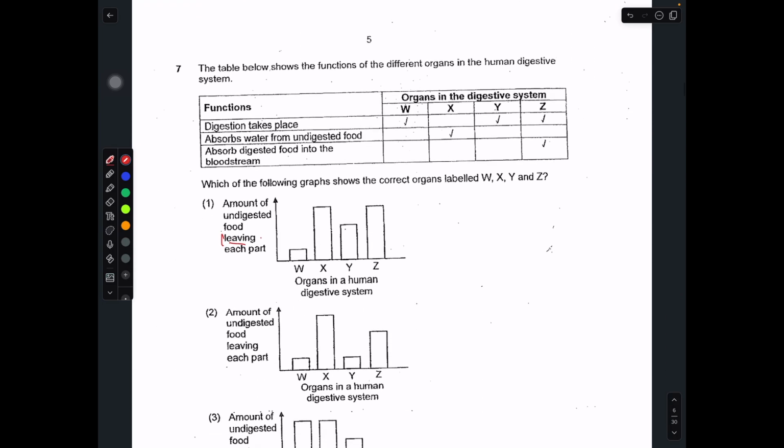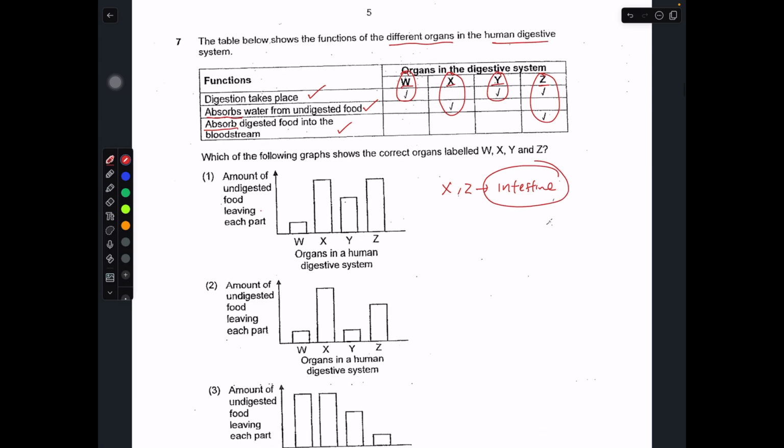So over here you have a very complicated question where you have the different functions of different organs in the human digestive system, and they tell you: digestion takes place, absorb water from undigested food, absorb digested food into the bloodstream, and they gave you W, Y, X and Z. You notice that W and Y are the same. So they probably do digestion, but they don't absorb anything. So X and Z, right? They do some form of absorption. So X and Z must be your intestine.